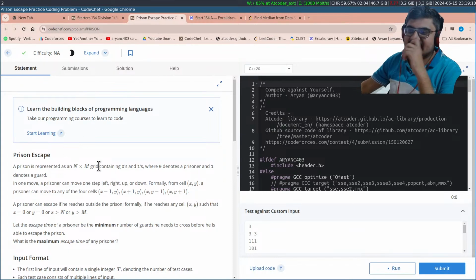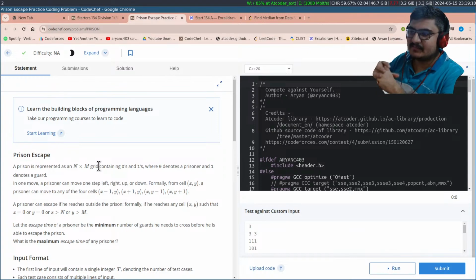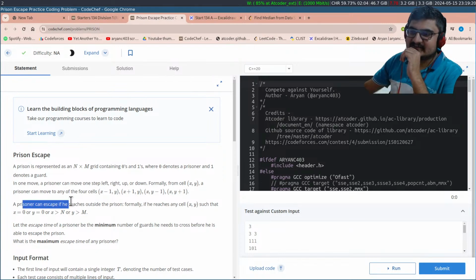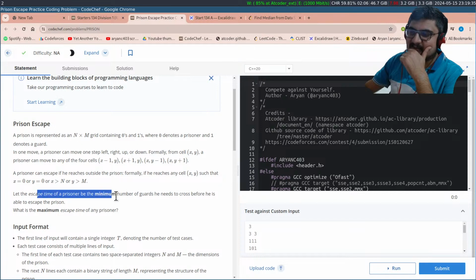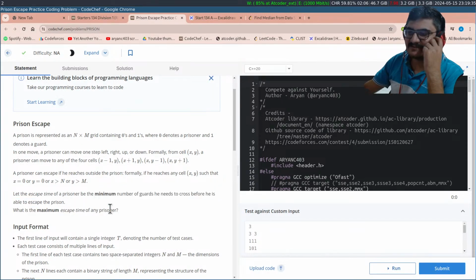A prison is represented as an n cross m grid consisting of zeros and ones, where 0 denotes a prisoner and 1 denotes a guard. In one move, a prisoner can move one step left, right, up, or down. Formally, from cell (x, y) a prisoner can move through these four cells. A prisoner can escape if he reaches outside the prison. Formally, he reaches a cell (x, y) such that x equals 0, y equals 0, x greater than N or y greater than N. Let the escape time for a prison be the minimum number of guards he needs to cross before he is able to escape the prison. What is the maximum escape time for any prison?